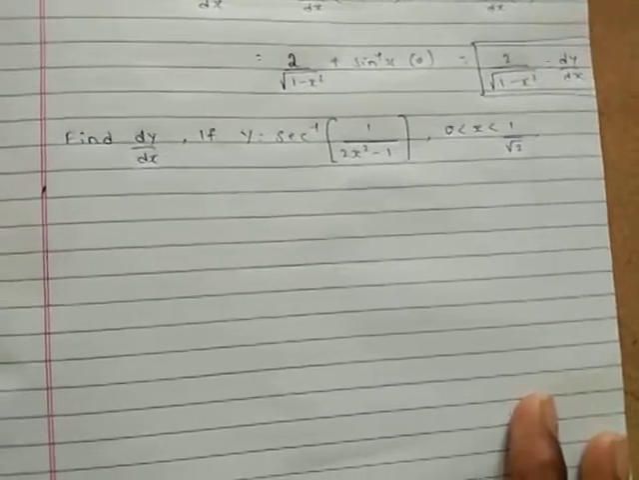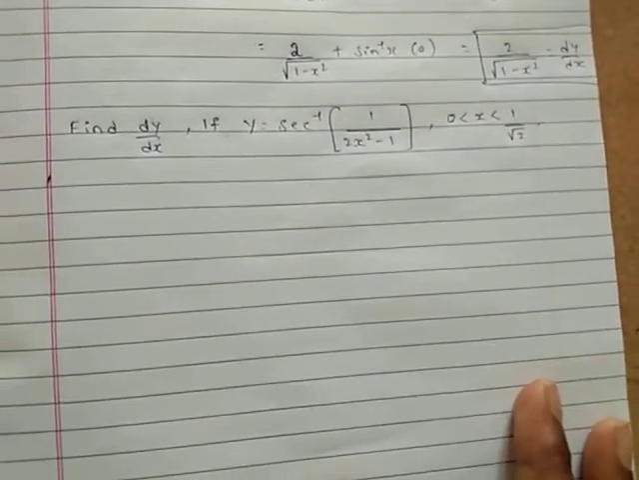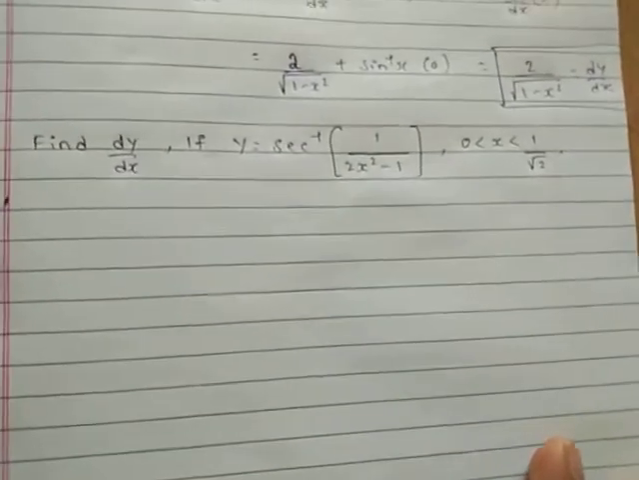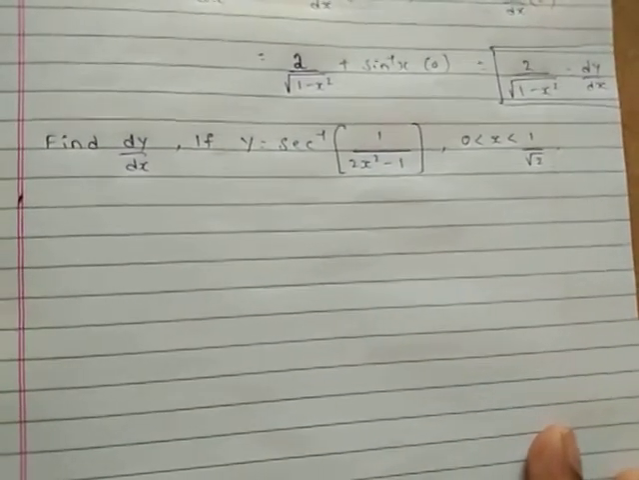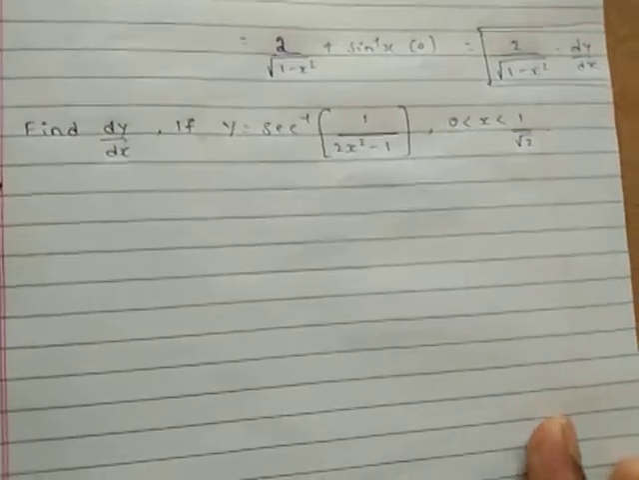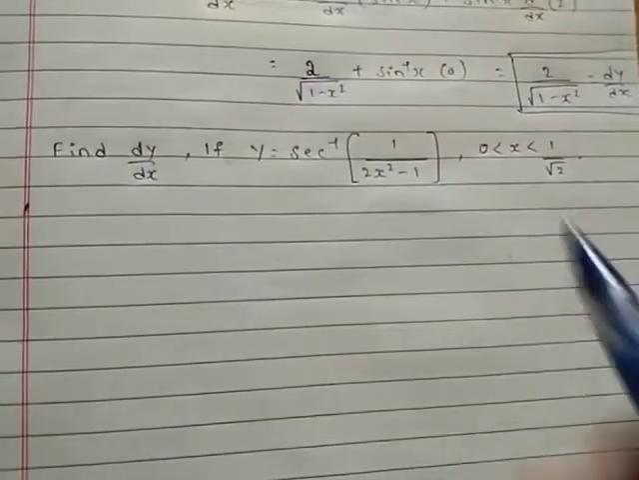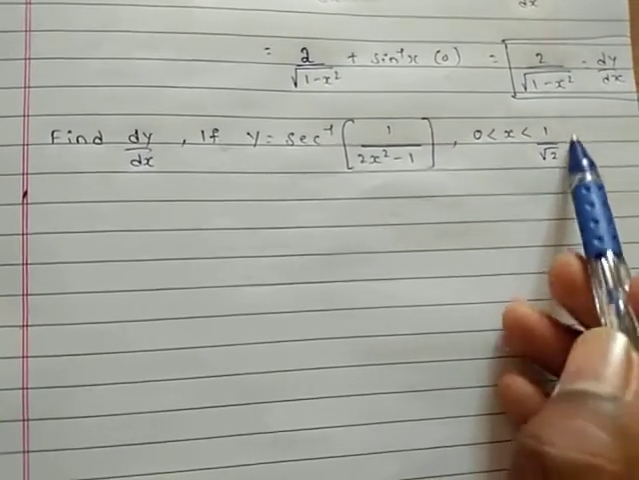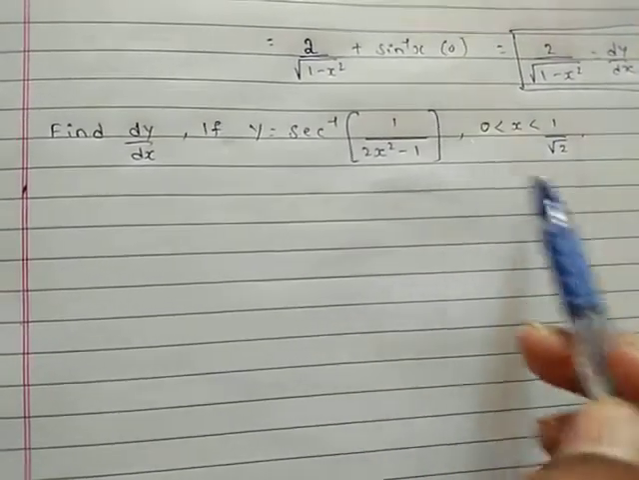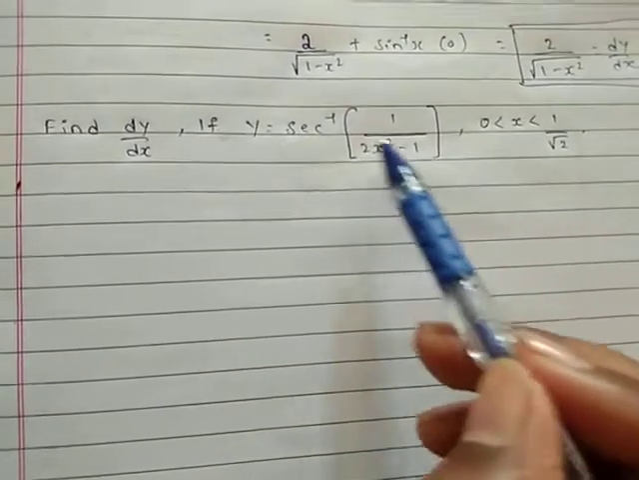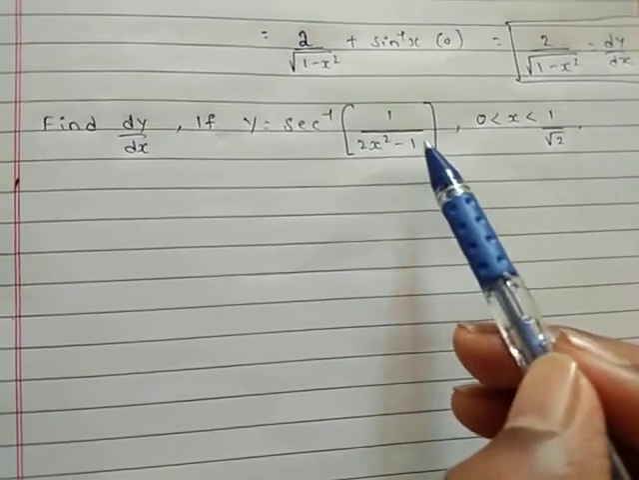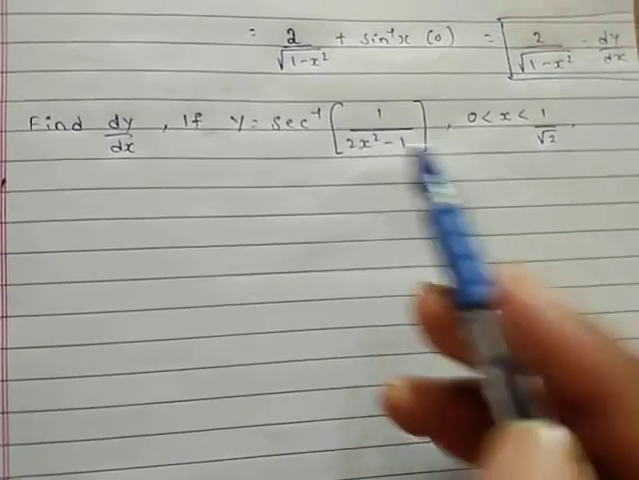The second question is, find dy by dx if y is equal to secant inverse of 1 divided by 2x square minus 1, and they have the given condition that 0 less than x less than 1 by root 2. Under this domain, the given function secant inverse of 1 divided by 2x square minus 1 is going to be defined. So observe here.